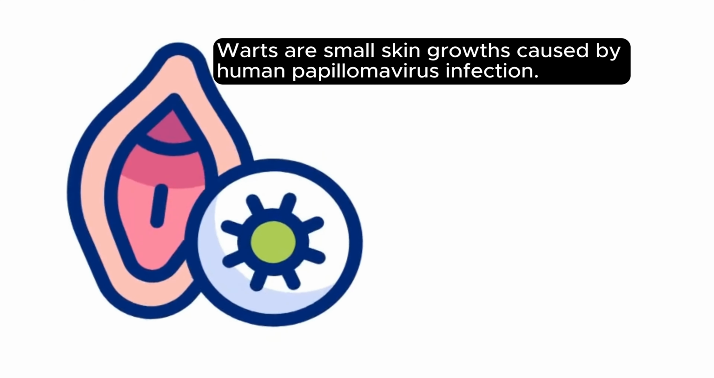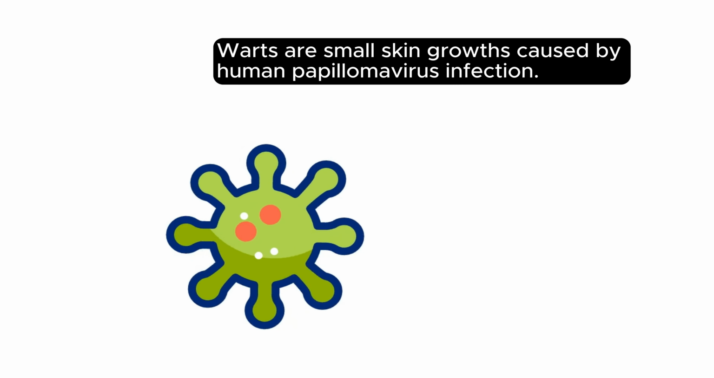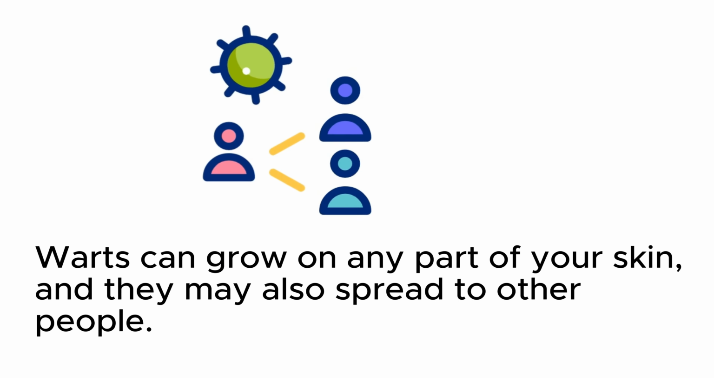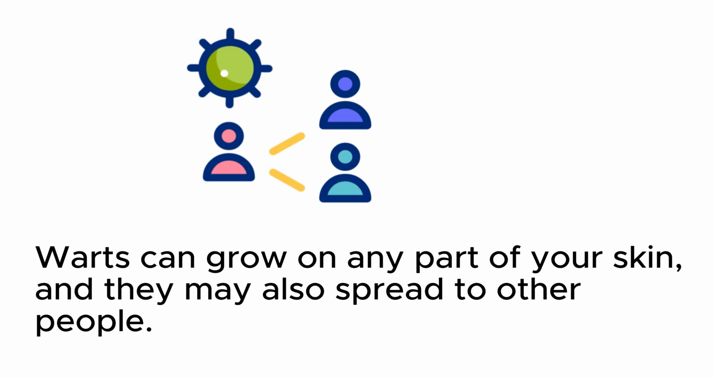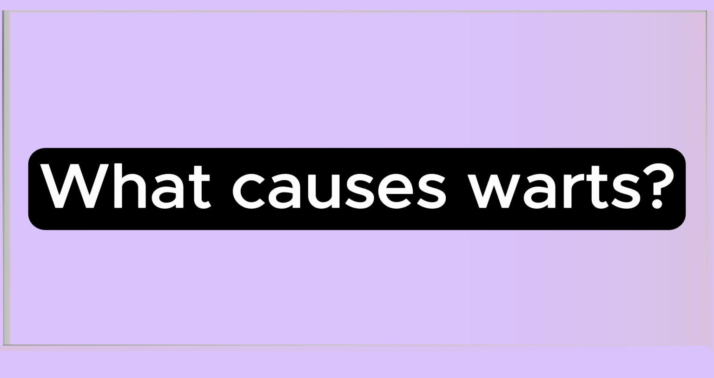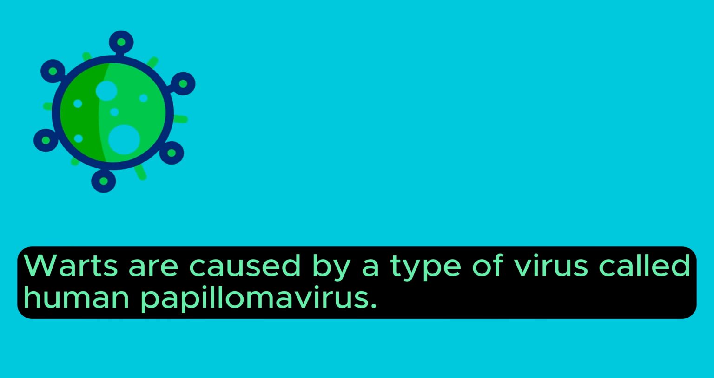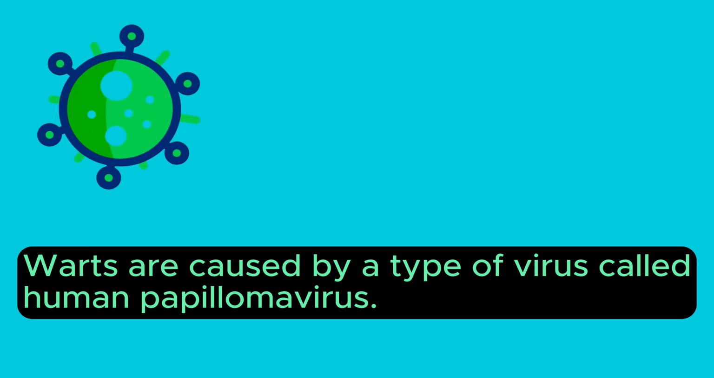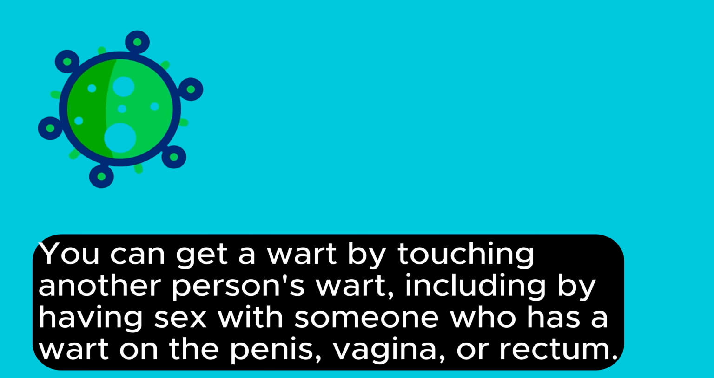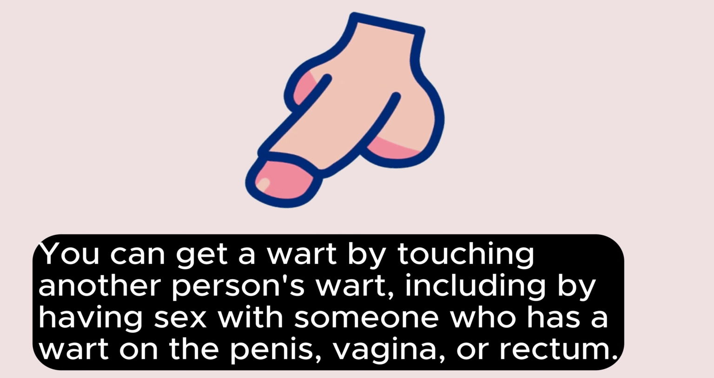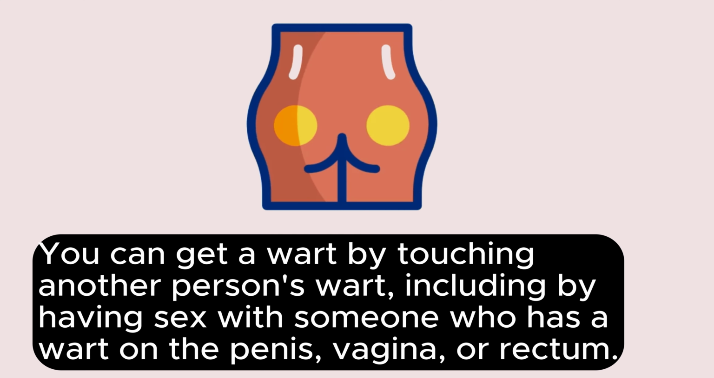Warts are small skin growths caused by human papillomavirus infection. Warts can grow on any part of your skin, and they may also spread to other people. Warts are caused by a type of virus called human papillomavirus. You can get a wart by touching another person's wart, including by having sex with someone who has a wart on the penis, vagina, or rectum.